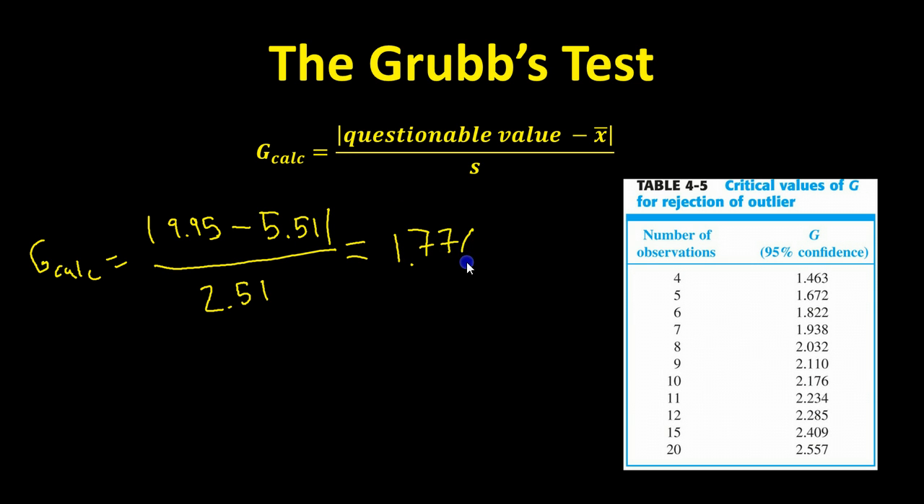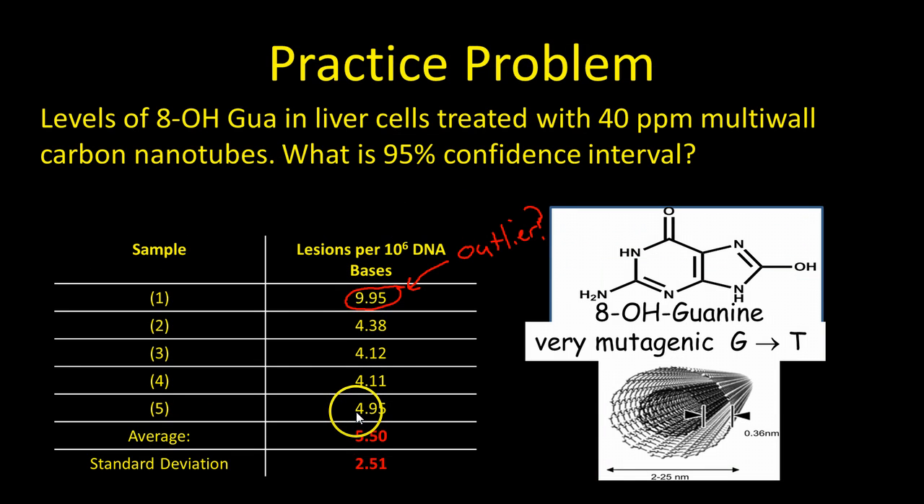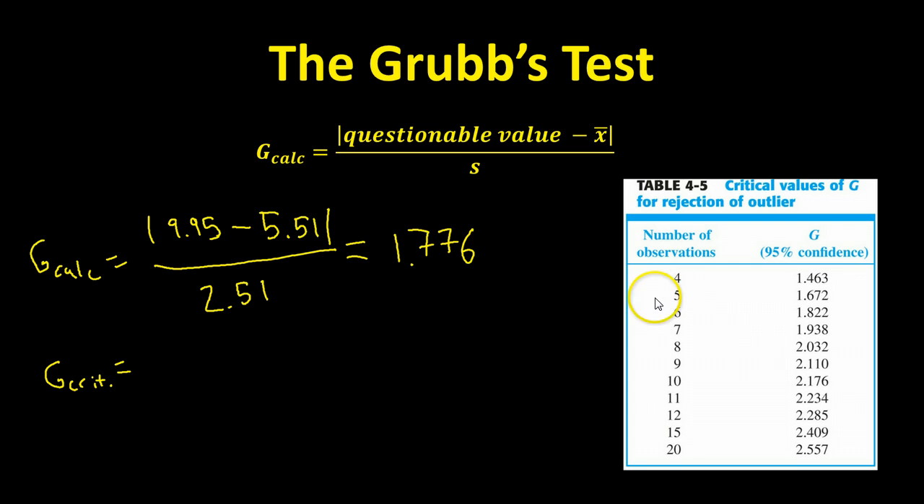So now you need to compare your G calc to your G table. What's your G table? G critical. Okay, that's the same thing. If you look here, our number of observations in this case is 5. If you look at this table here, you look for your number of observations. There's 5, and you find a G critical value of 1.672.